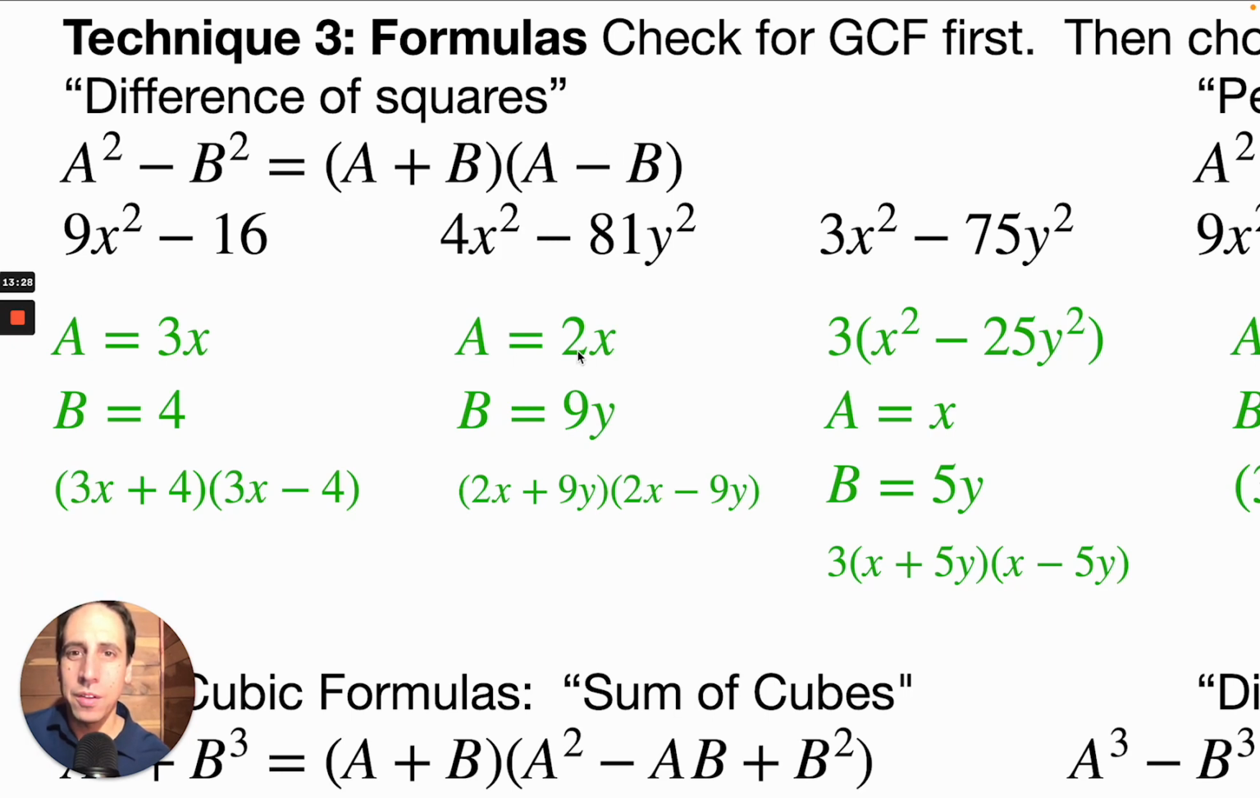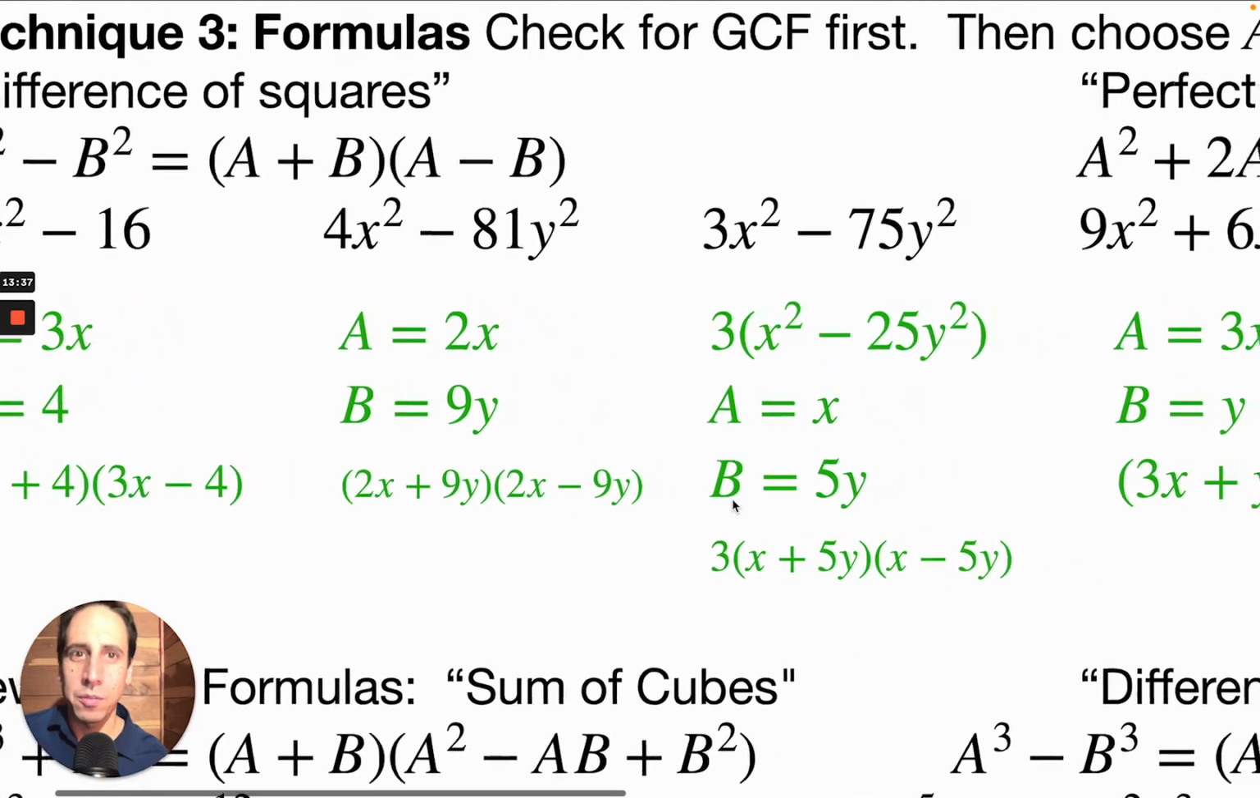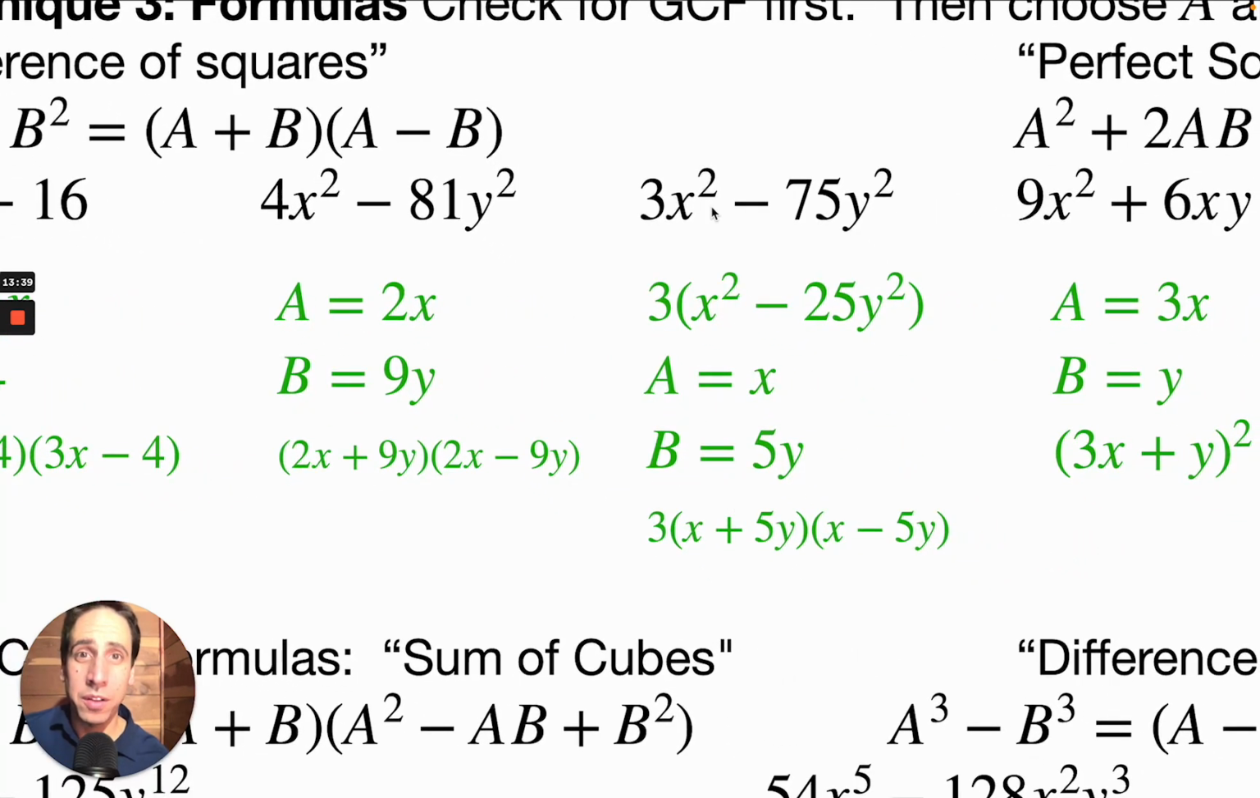Let's see, the a value for this is probably going to be 2x. The b value is going to be 9y. So we write 2x plus 9y, 2x minus 9y. Great. We're still reviewing, but we can check for the greatest common factor first.